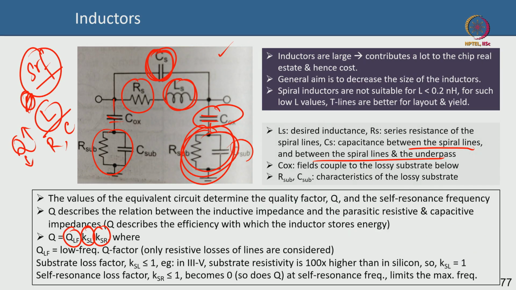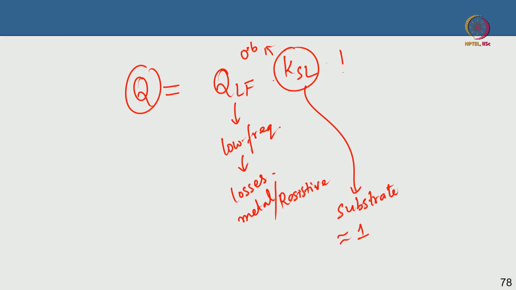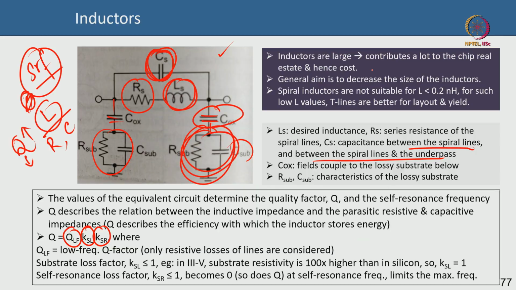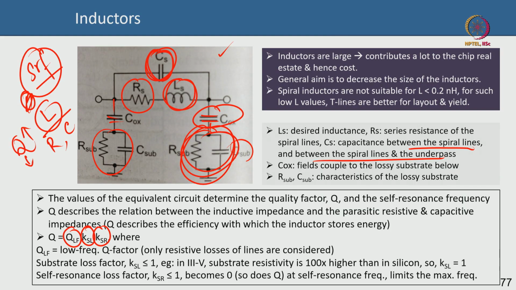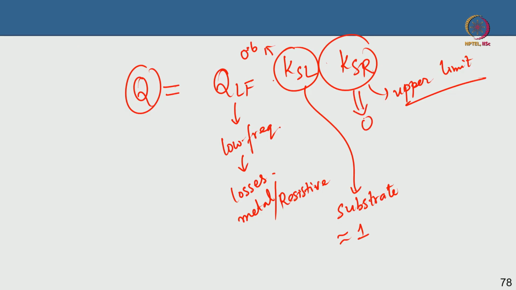And then of course you have KSR. Okay. This is the third component, which represents the self resonance factor. The self resonance factor essentially sets the upper limit of the frequency up to which you are going to get inductive behavior from an inductor. Beyond that it will become like a capacitor. Okay. So at the self resonance frequency, this factor will become 0.